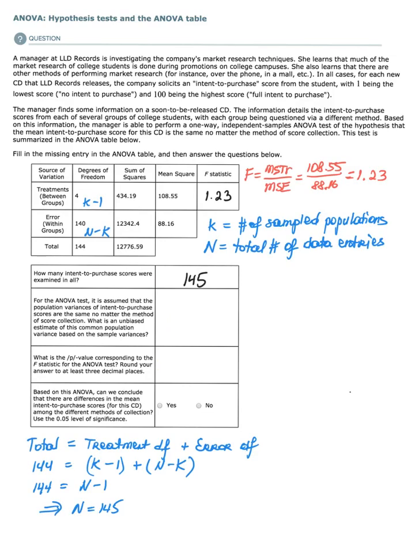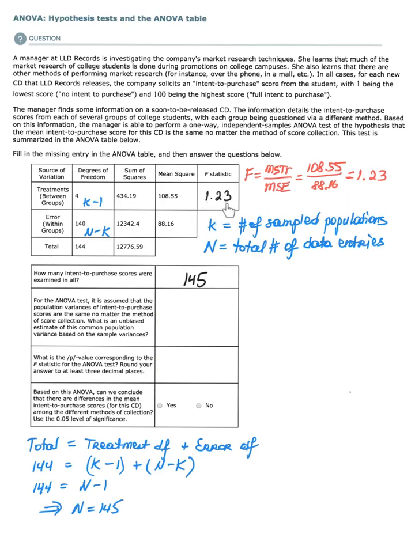First of all, let's complete the ANOVA table. The ANOVA table has only one cell that doesn't have the information, and that cell is the F-statistic. To compute the F-statistic, it is enough to take mean square for treatment and divide that by mean square of error, which gives me MSTR divided by MSE. MSTR is 108.55. MSE is 88.16. When I find the ratio of these two quantities, I get 1.23 as my F-statistic.